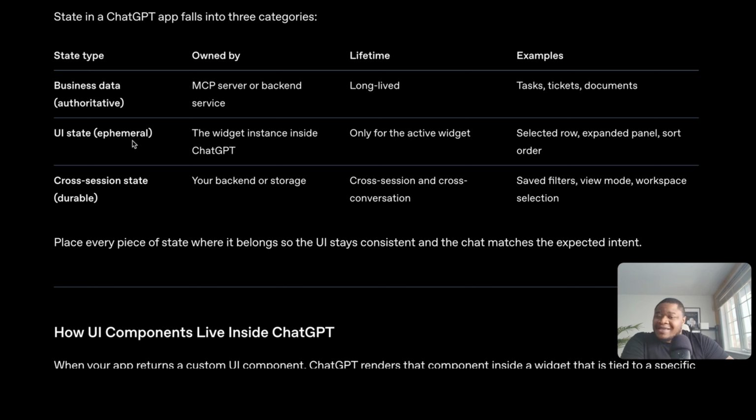Now you have the UI state. This is more ephemeral, which means that it's not very long living. It's something that you might use for small UI manipulations here and there, like expanding some data or filtering, just things that are happening within the usage of the actual application. And then there's cross-session state. Most people are using your applications across multiple ChatGPT sessions. How do you ensure that the session data persists as you go between different sessions? This is where you talk about cross-session state.